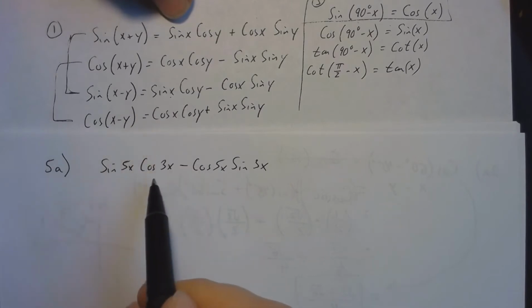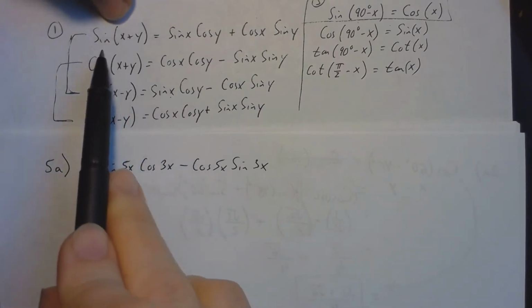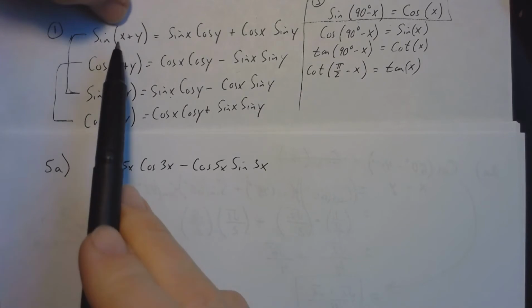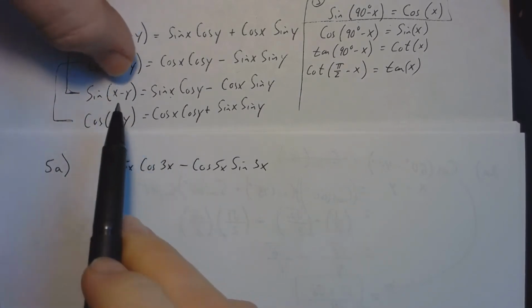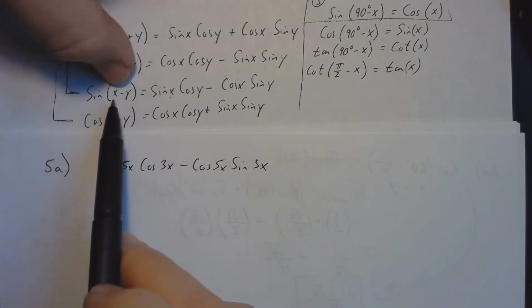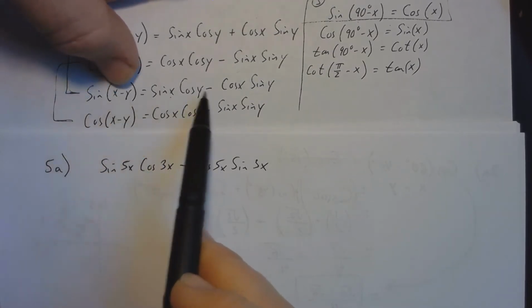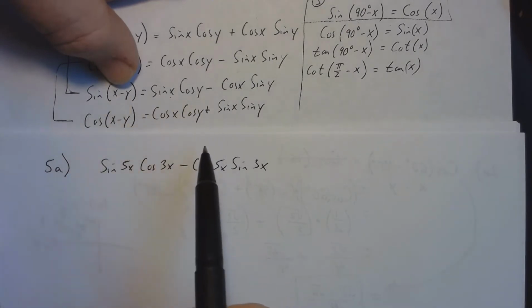Because it's sine and cosine alternating, I know that I'm working with sine of x plus or minus y. I also know that because this is a minus sign, I should be working with the negative case, because using the sum and difference identities for the sine function, the sign remains constant throughout these problems.